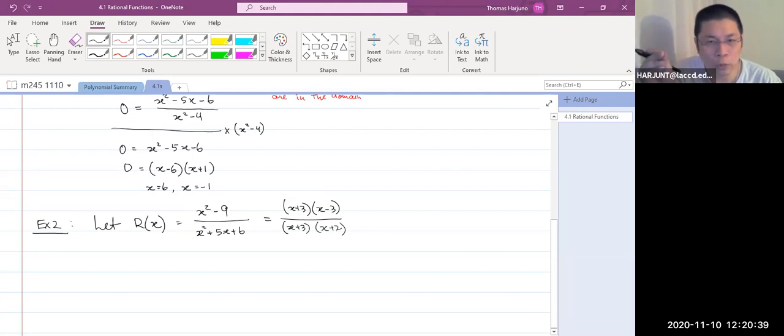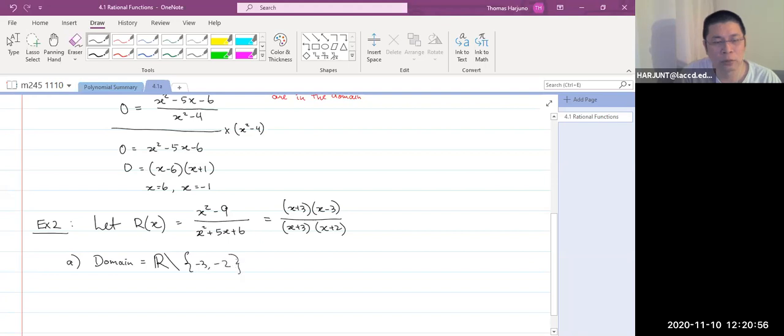Okay, don't do too much from there. Don't cancel that x plus 3 yet. No, not yet, not yet, not yet. Because the first question is the domain. What is the domain of this function? It's all real numbers except -3 and -2.